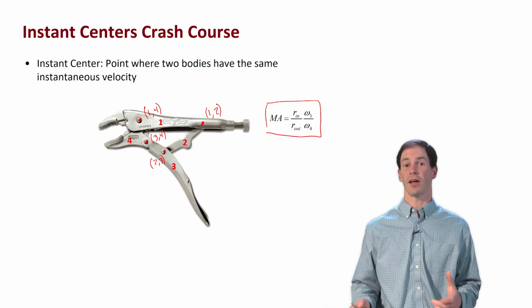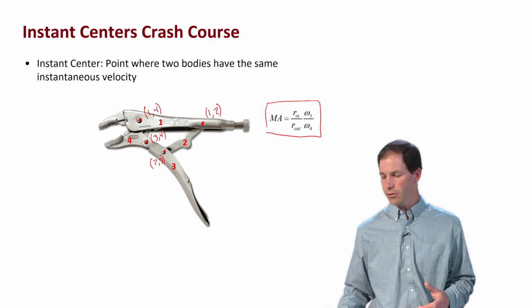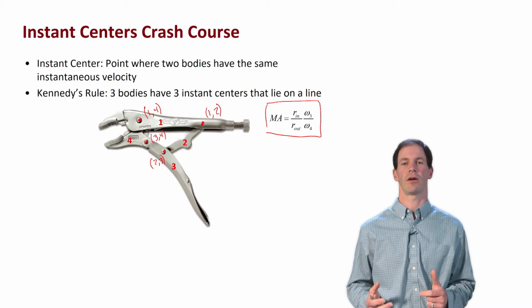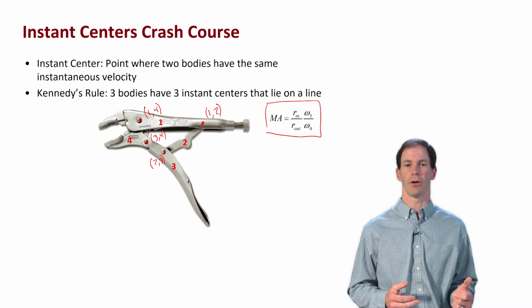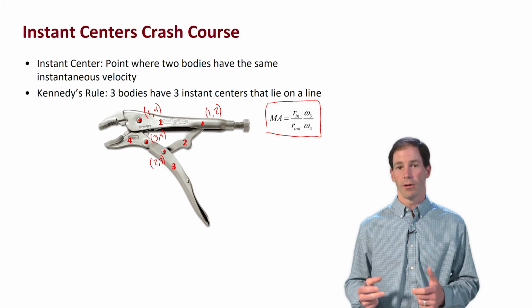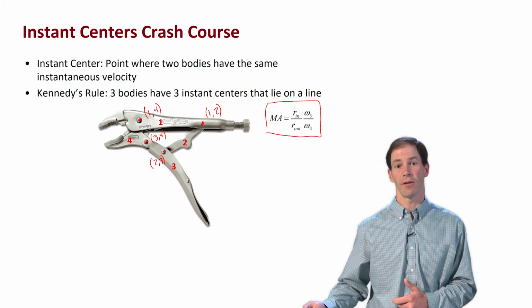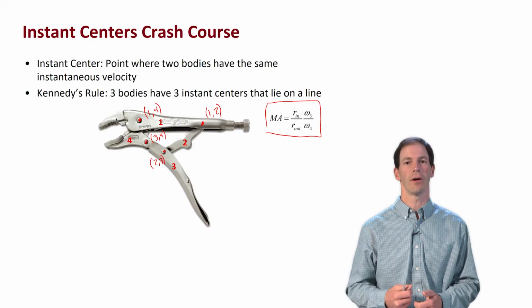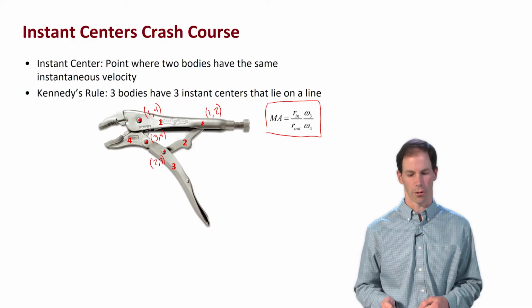Now, how do I find additional instance centers? What I can do is use Kennedy's rule, which tells us that 3 bodies have 3 instance centers that lie along a line. So if I happen to have 2 of the instance centers, I can then find a third one, which will be along that line. And if I have 2 intersecting lines, now I can find where specifically that instance center is located.